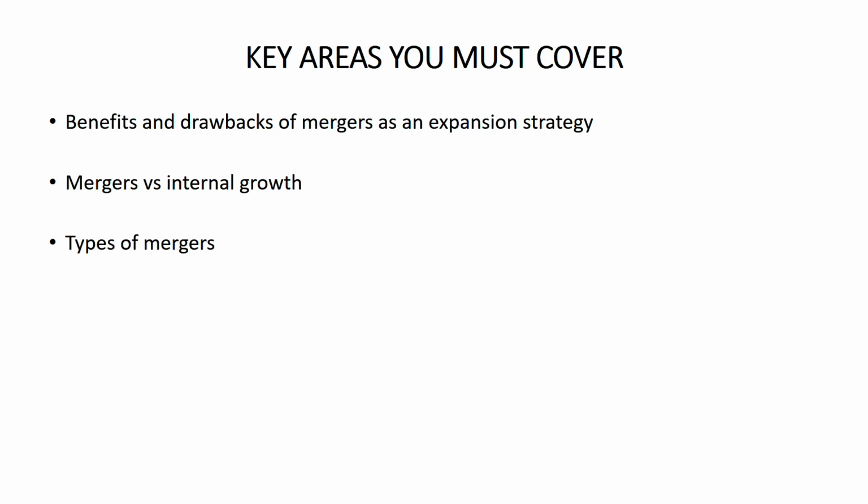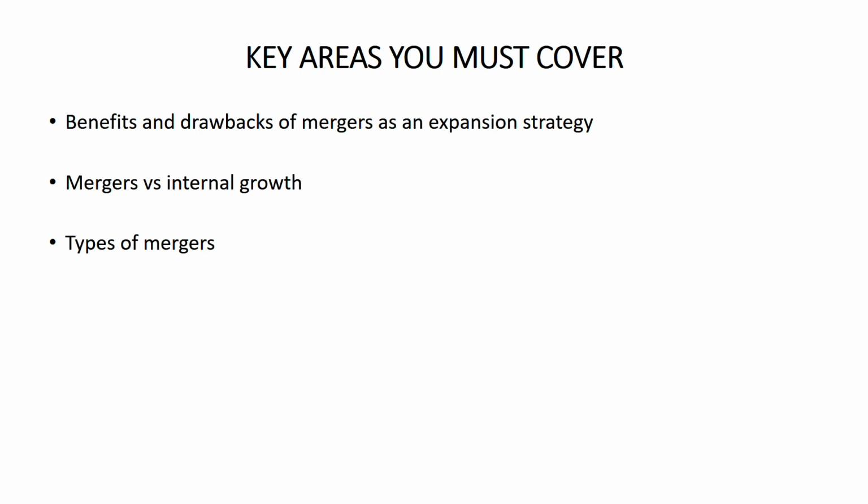Third, we have types of mergers. What are the types of mergers? You need to know what the types of mergers are, right? Like we have horizontal mergers, we have vertical mergers, right? Upward, backward. Then we have diversification, conglomerate merger, right? So these are different types of mergers.